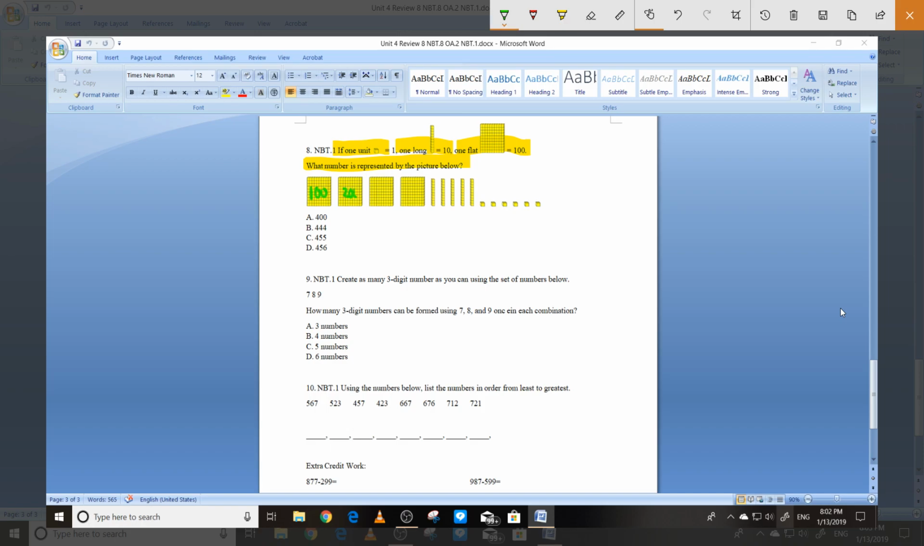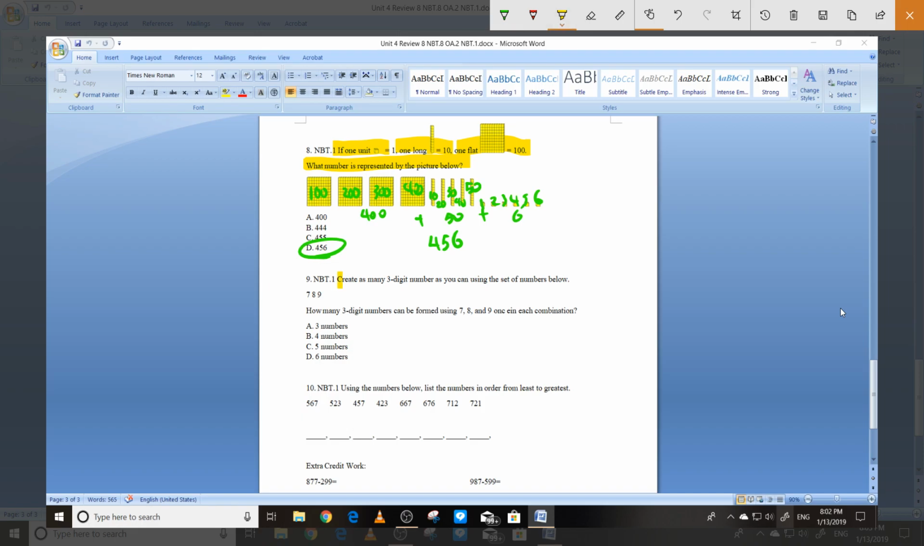100, 200, 300, 400, 10, 20, 30, 40, 50. So we know this is 50. That's 400. Then we have 1, 2, 3, 4, 5, 6. Add them together, right? 456. That is why D is the correct answer. Self-explanatory. No one should miss this. Really, if you just count it correctly, you should not miss number 8.